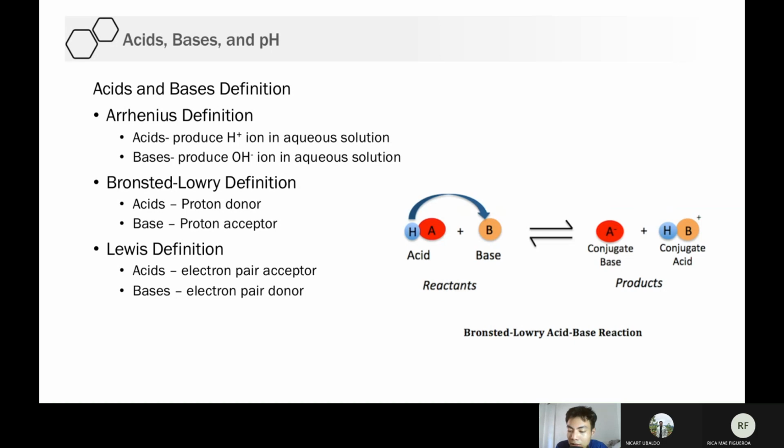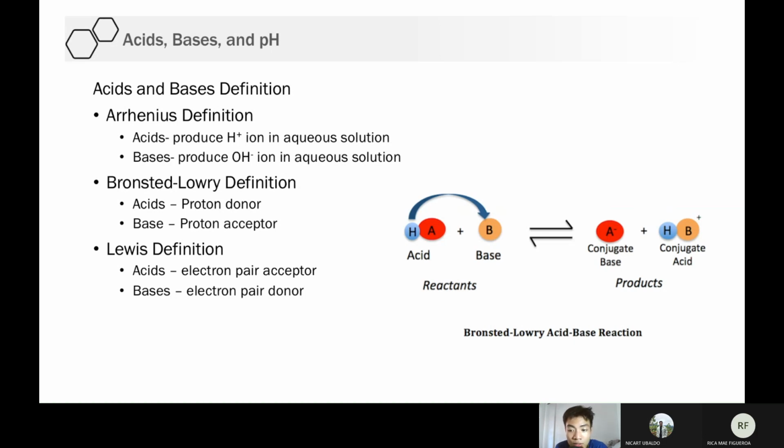Okay? So, next one, we'll proceed with the acids and bases and the pH. No? So, for acids and bases, there are lots of definitions. However, yung basic lang yung gagamitin natin for biochemistry. Okay? So there are three major definitions for acids and bases. The earlier definition would be from Arrhenius. Okay, so according to Arrhenius, acid produce H plus ions and bases produce OH minus ions.